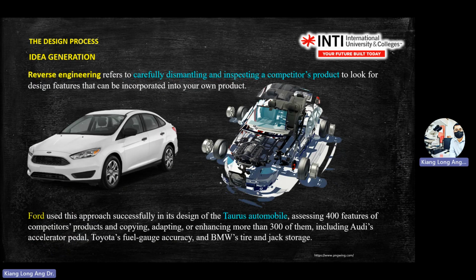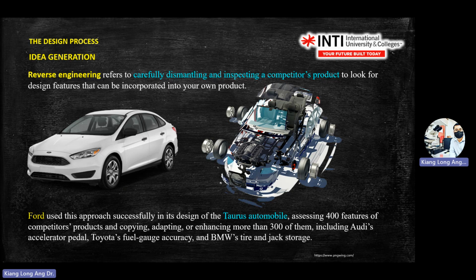Another one is called reverse engineering. This idea is very straightforward. If you get your idea generation from the competitors, the fastest way is to reverse engineer. Reverse engineering means you buy your competitors' products, you come back, you dismantle them, and then you study how they actually work. That is the fastest way you learn.